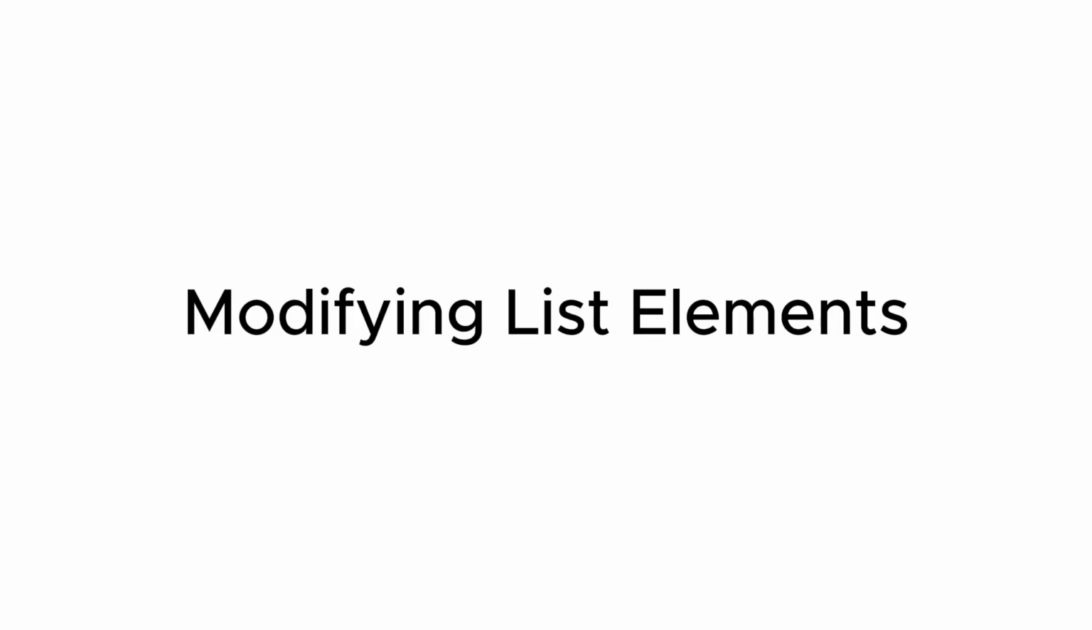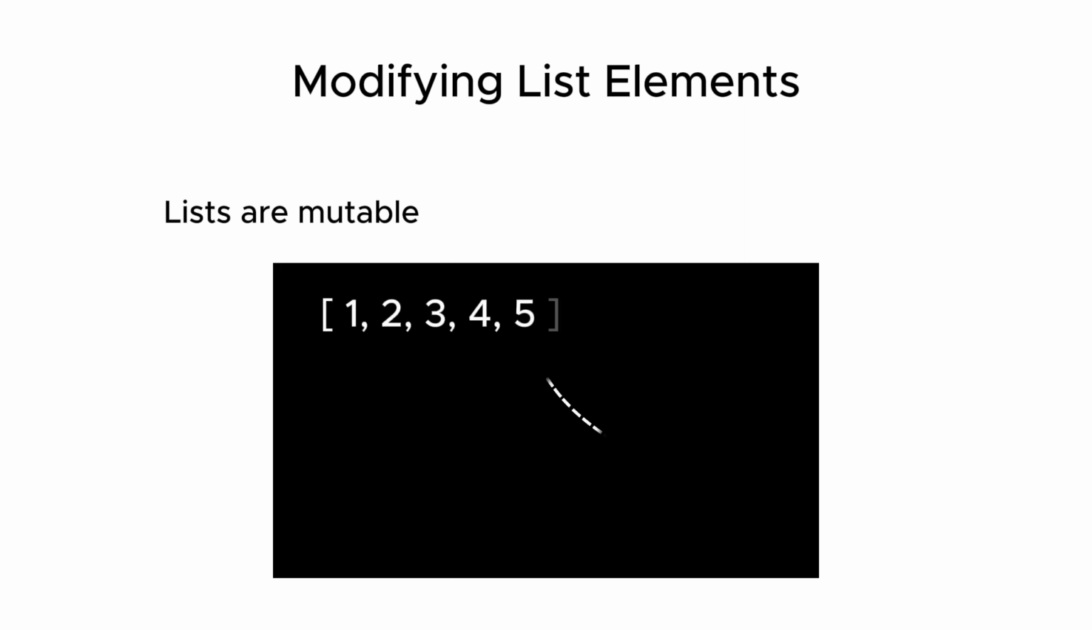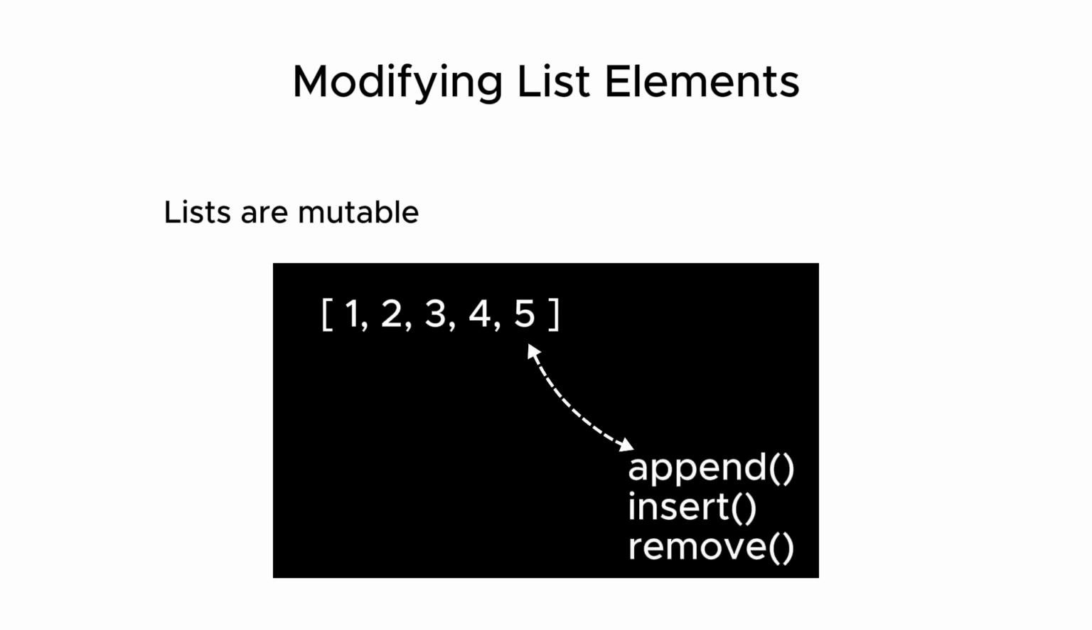Modifying list elements. Lists are mutable, which means we can modify their elements. We can assign new values to specific indexes or use methods like append, insert, or remove to add, insert, or remove elements from the list.